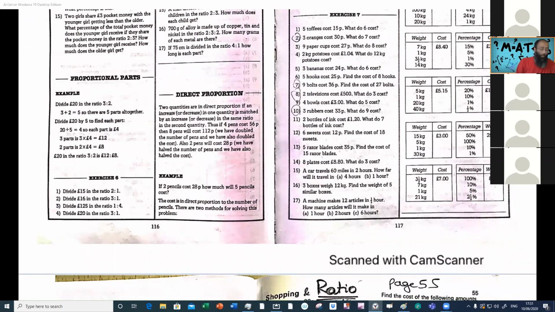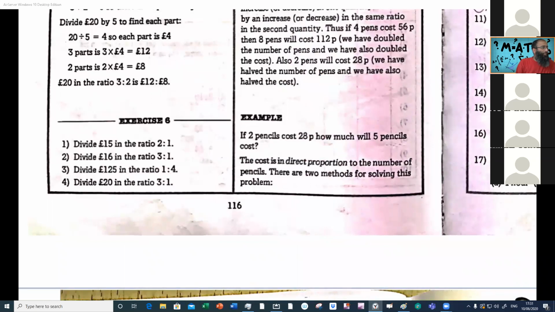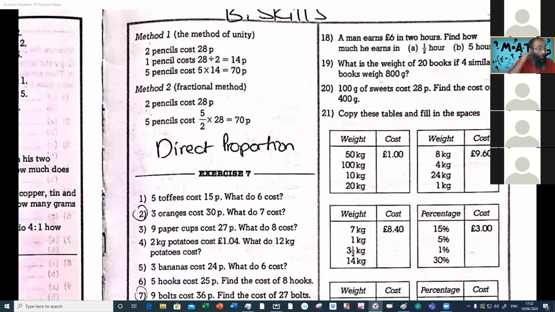Okay. So exercise 6 was another exercise that we did last week. Let's have a quick go at a couple of questions and then we're going to move on to this exercise here, which is called direct proportion.